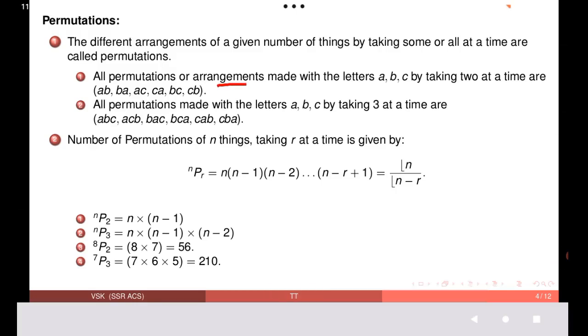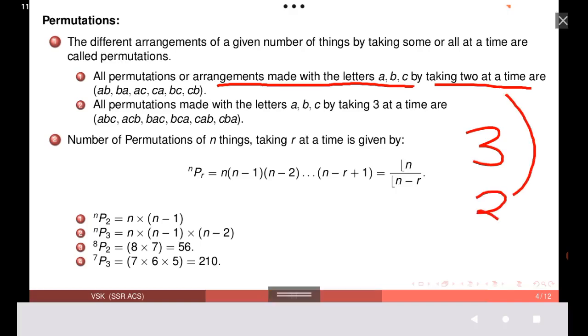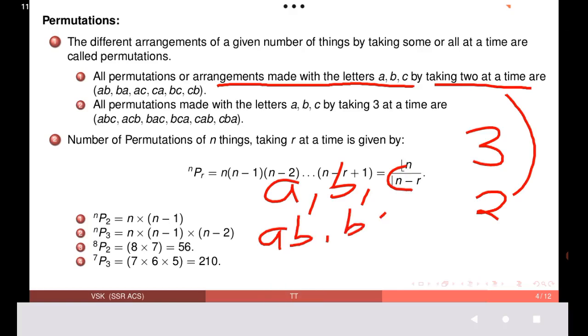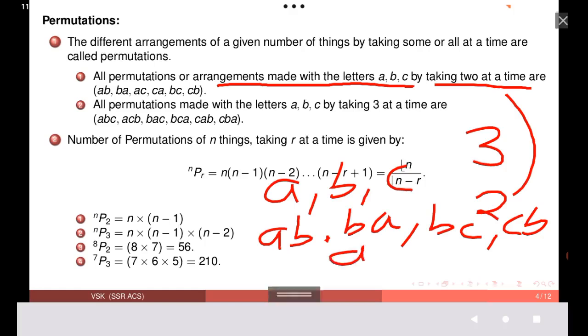All permutations or arrangements made of the letters ABC. So here 3 letters are given, ABC, taking 2 at a time. Out of 3 we have to take 2 at a time, so what will be the arrangements? You can take AB, then you can take BA because we are arranging. Then BC, then CB, then AC and CA. So total 6 arrangements will be there. So it is written over here.